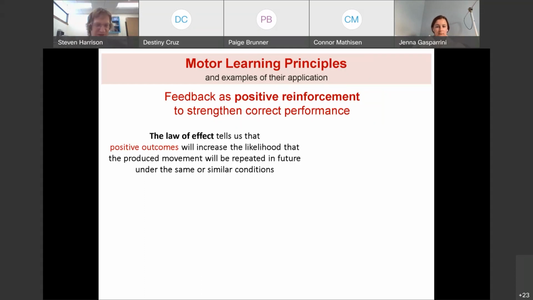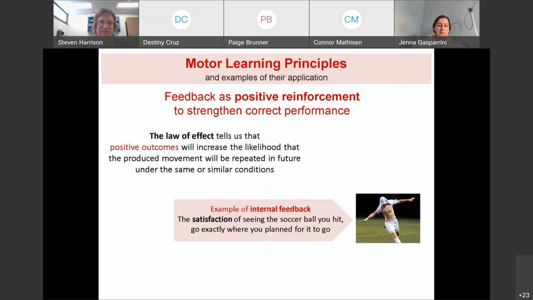So if you have someone producing the movement multiple times, if you positively reinforce the movements that are closer to the desired movement, you are actually going to be promoting neural reorganization that will promote the stabilization of the more effective movement patterns. So, an example of internal feedback.